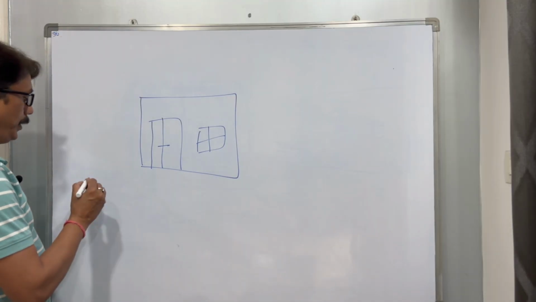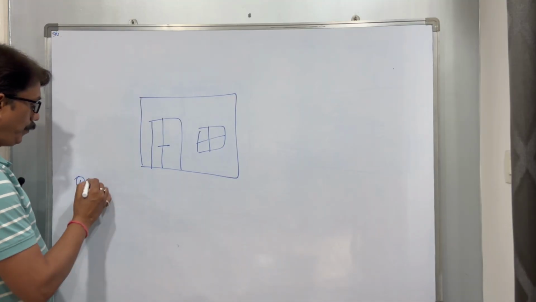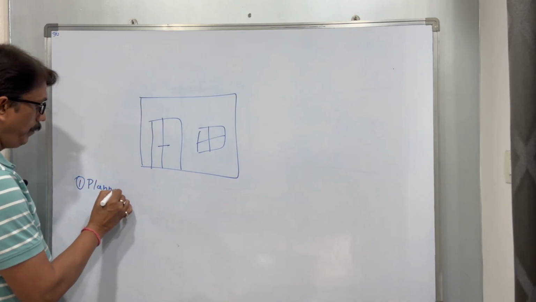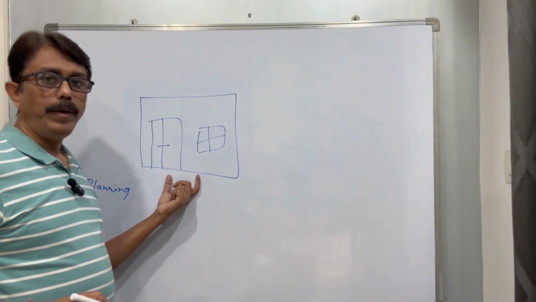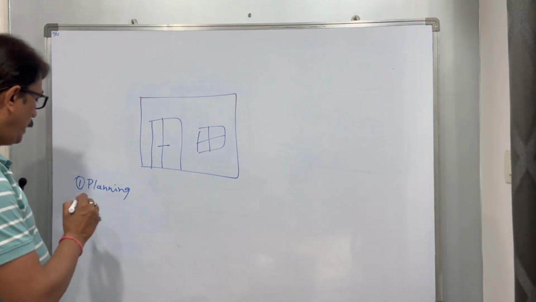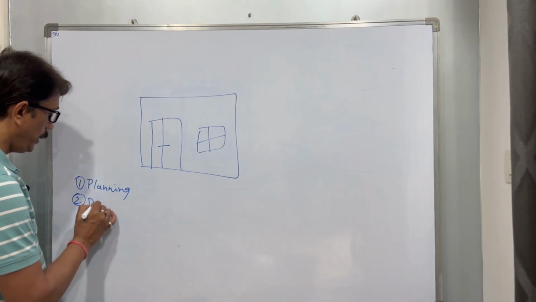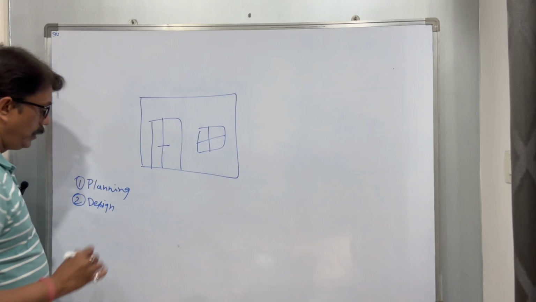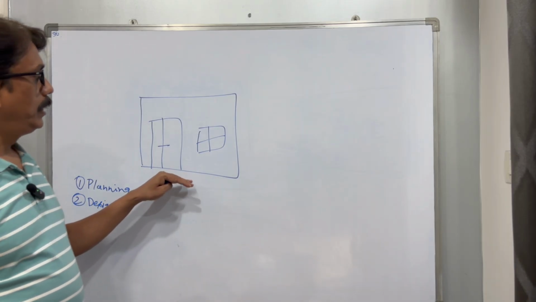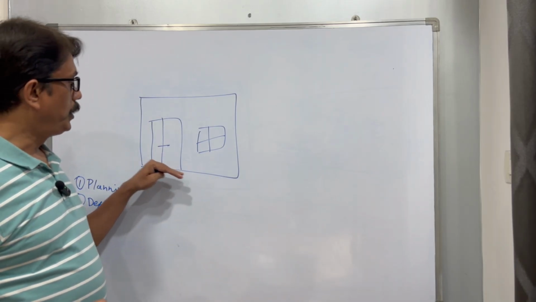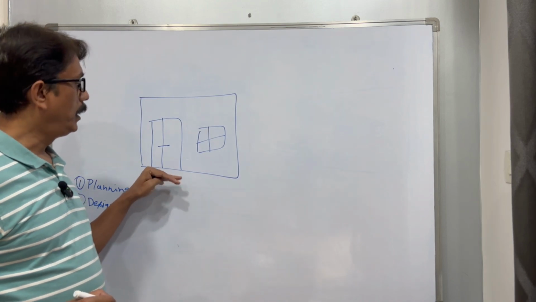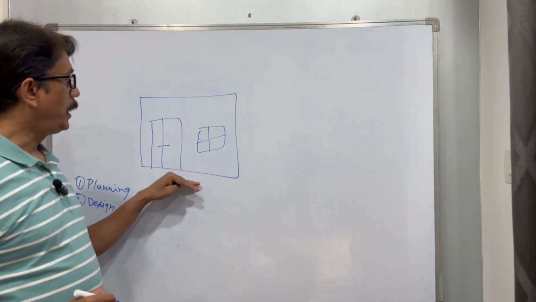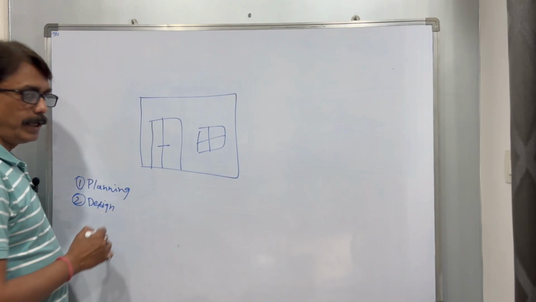So in that case, number one, we have to do some planning activities, right? We have to plan how we will be building this house, right? And second, we have to do some design, right? We have to design the position of doors and windows, right? Where will be the kitchen, right? So all those designing aspects will be there, right?